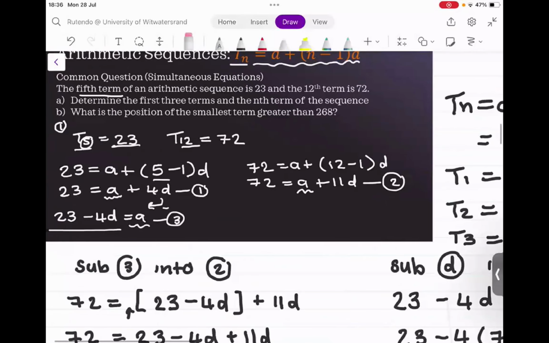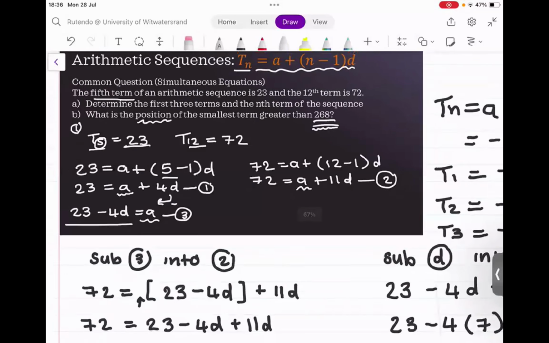What is the position of the smallest term that is greater than 268? Okay, so are they looking for a number, or are they looking for a position? They're looking for a position, right? So they're looking for an n value where the smallest term is greater than 268. Okay, so let's see how we can do that.